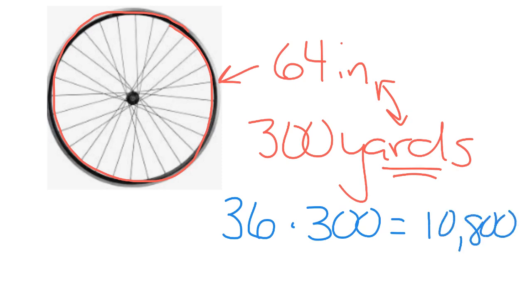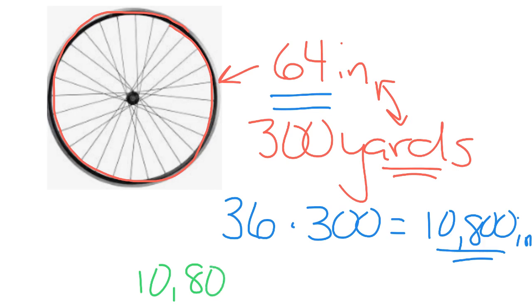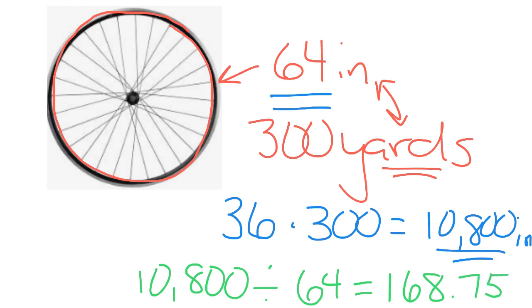10,800 inches. And then what you need to do is figure out how many times this 64 will go into the 10,800. And the way that we do that is to take 10,800 and divide it by 64. Figure out how many of those will go in. So when you divide that by 64, that gives you 168.75 rotations. So this problem says to round to the nearest whole number.